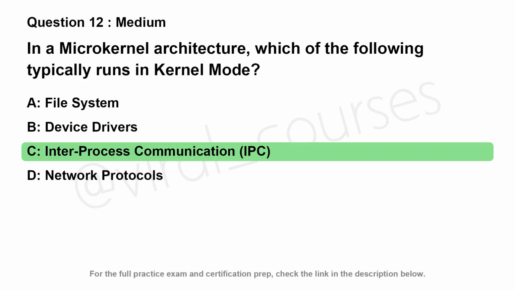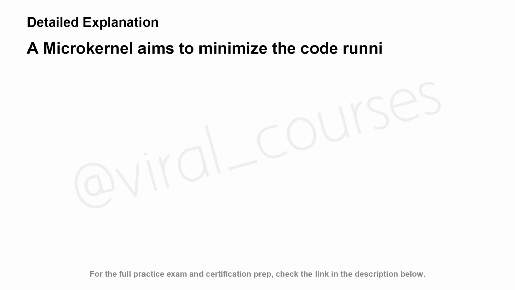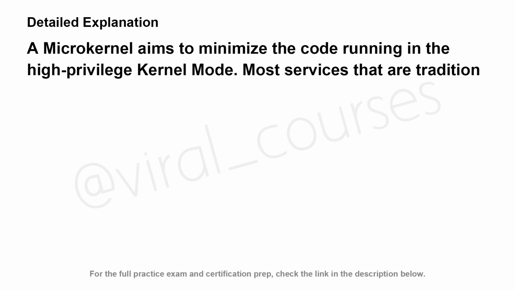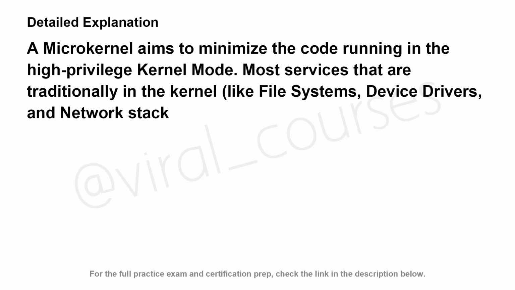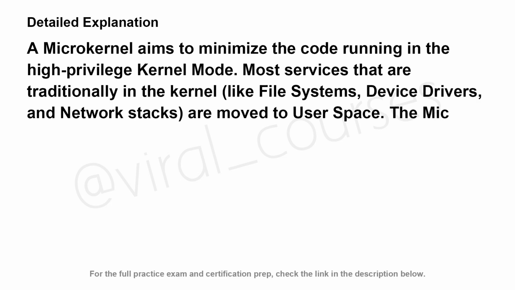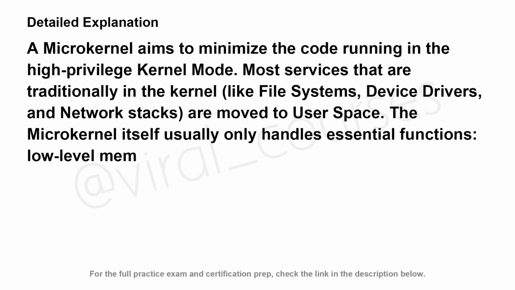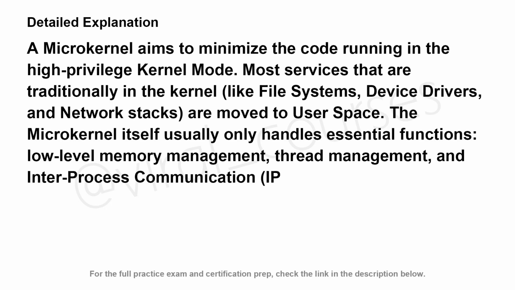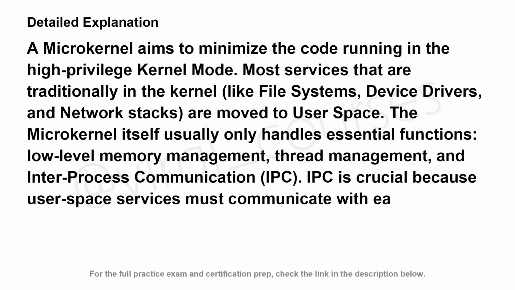The correct answer is C. A microkernel aims to minimize the code running in the high-privilege kernel mode. Most services that are traditionally in the kernel, like file systems, device drivers, and network stacks, are moved to user space. The microkernel itself usually only handles essential functions: low-level memory management, thread management, and inter-process communication, IPC. IPC is crucial because user space services must communicate with each other through the kernel.